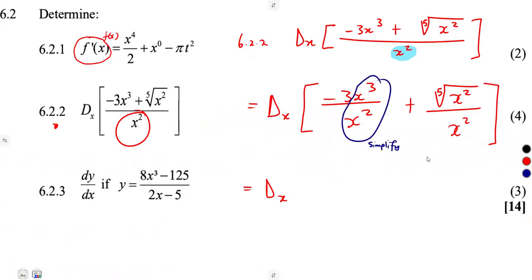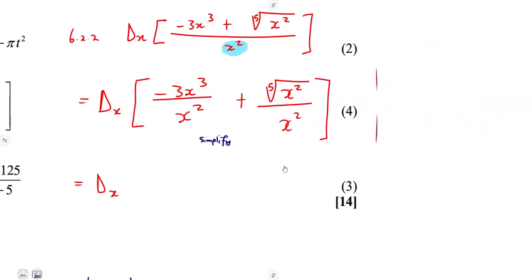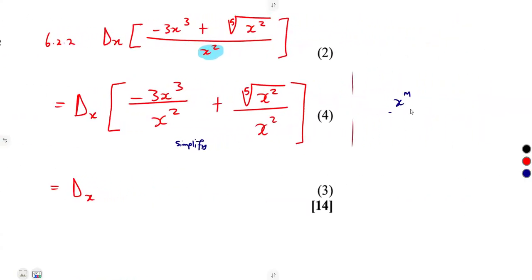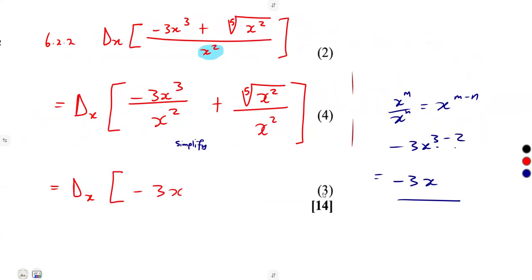So here, using your laws of exponents, same base on a division, subtract your exponents, x to the exponent of m minus n. So you're going to subtract. It's going to be minus 3x to the exponent of 3 minus 2. So that is going to give us negative 3x, since 3 minus 2 is 1. So this was going to be negative 3x. Then this also is supposed to be the same concept, subtracting.